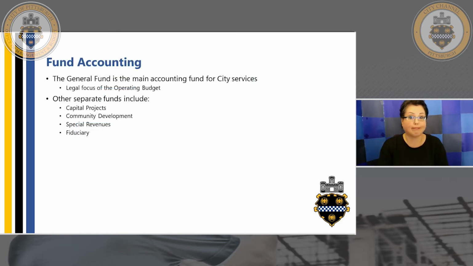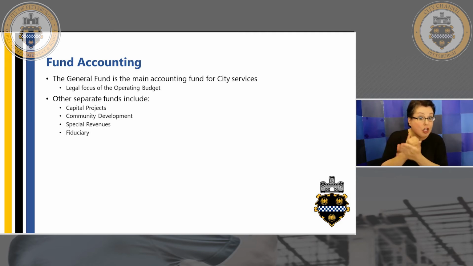One thing to note also is, how do we handle our fund accounting? The general fund is the main accounting fund for city services. This is the legal focus of the operating budget. There are other funds. The capital projects have their own funds and they are separate. Community development, they have their own funds. It is separate. There are special revenue funds.